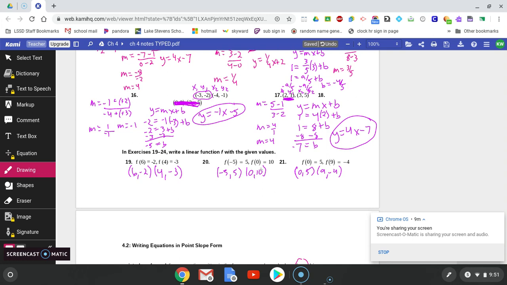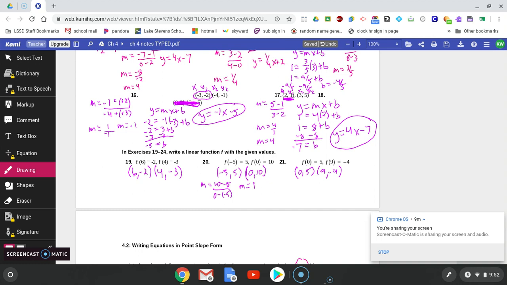So let's just do one of these just to make sure we've got it. So I've got the point -5, 5, the point 0, 10. So if I do y2 minus y1 over x2 minus x1, I get m is equal to 5 over 5, which is just 1.